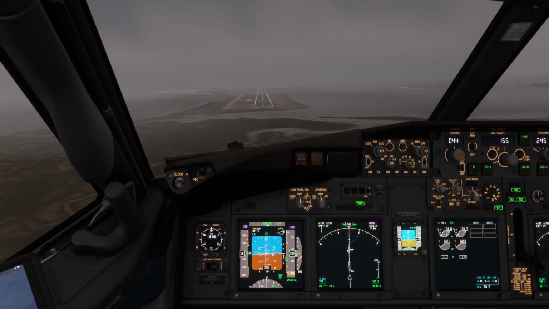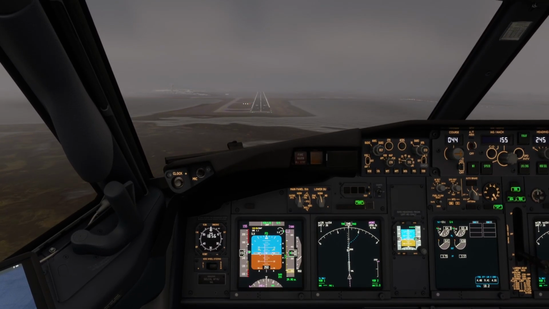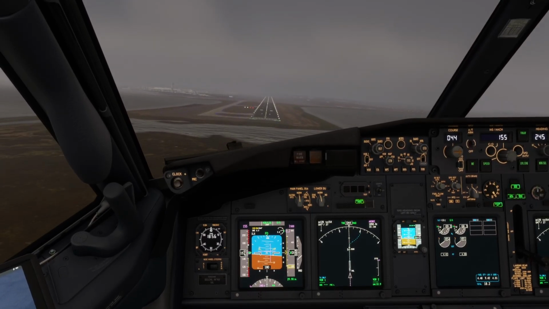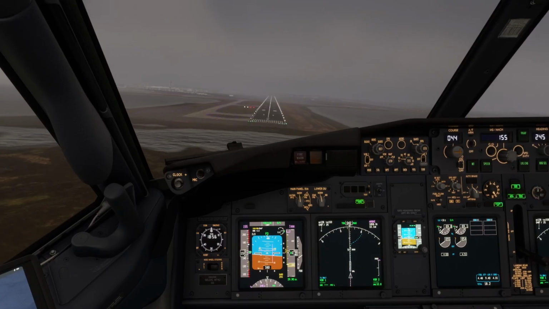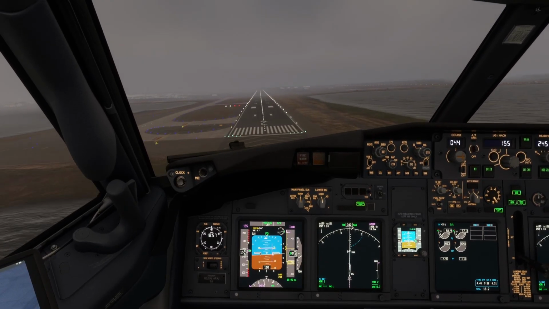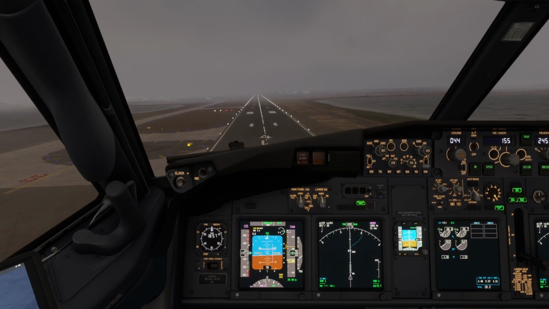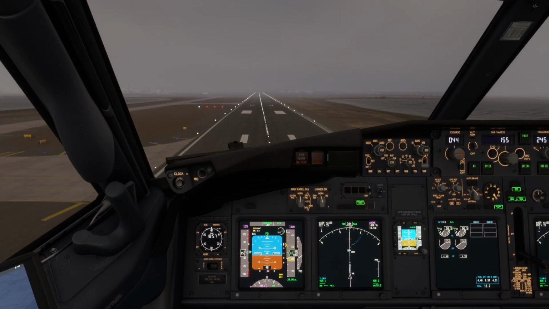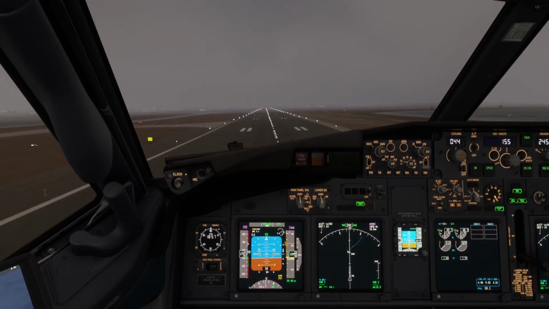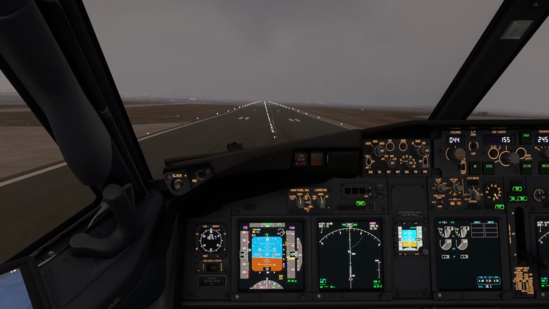Plus 100. Glide slope. Minimums. $100. 50, 40, 30, 20, 10.